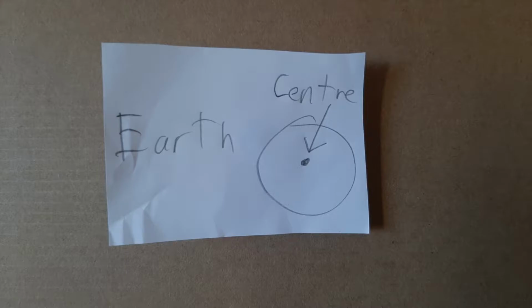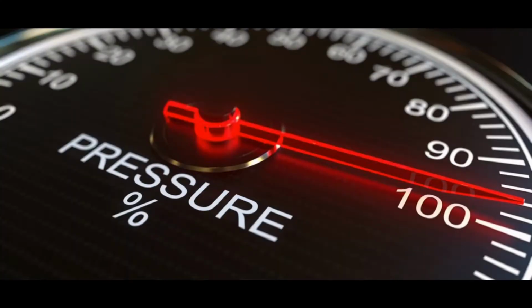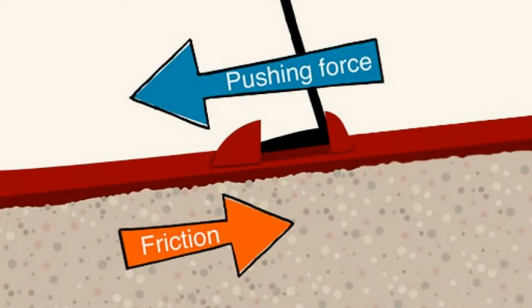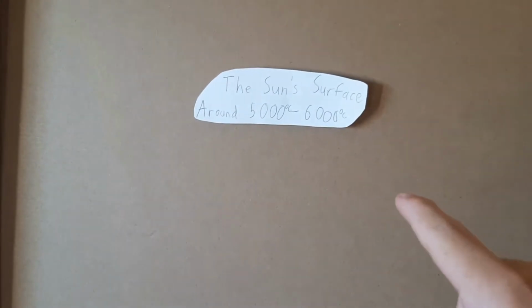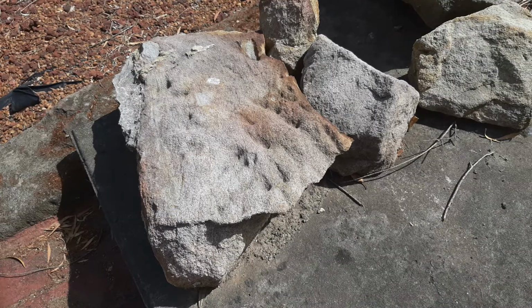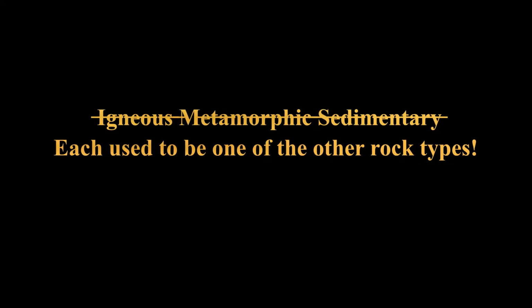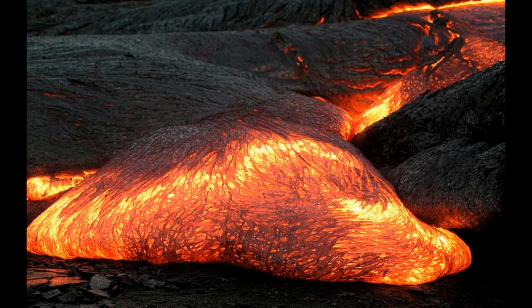In the center of the Earth, there is extreme pressure. There is a whole planet around you. On top of that, there is also friction, and these combined together mean extreme heat. Heat that is as hot as the sun's surface. Yeah, that's hot. This heat causes rocks that may have been other types of rocks previously to be pushed down to the core and melt into molten rock, or magma.